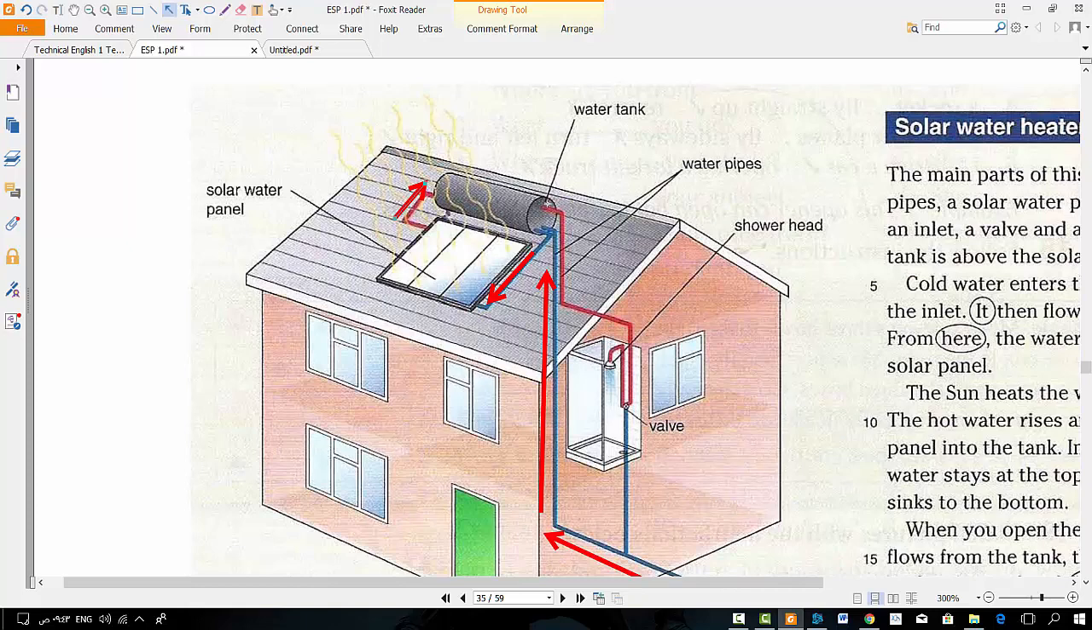Now water flows through this pipe to the valve. This is the valve. And from the valve to the shower head. This is the shower head. This is a bathroom.